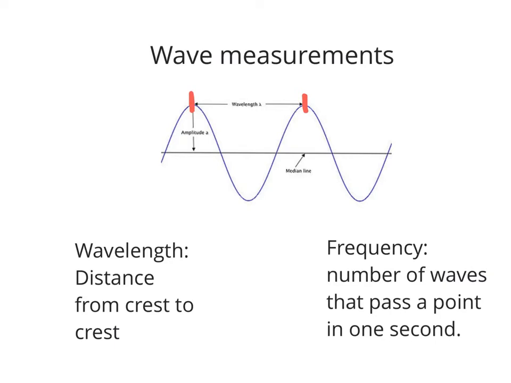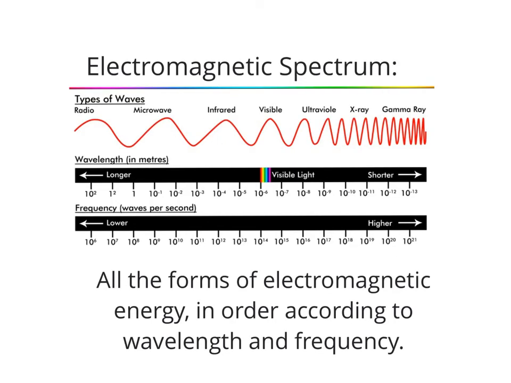There's another measurement that we use, which is frequency, and that is how many full waves pass by a certain point in 1 second. So wavelength and frequency are important measurements in understanding how these different types of waves differ from each other. If we put all the different types of electromagnetic energy on a number line according to their wavelength and according to their frequency, we would have what's called an electromagnetic spectrum. It's just all those types of energy put into order, so that their measurements go from longest to shortest in terms of wavelength, or from lowest to highest in terms of frequency.